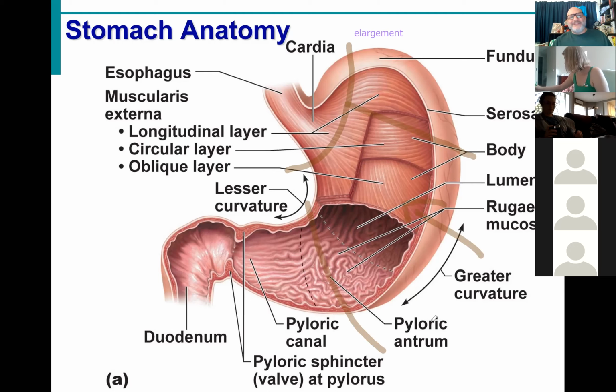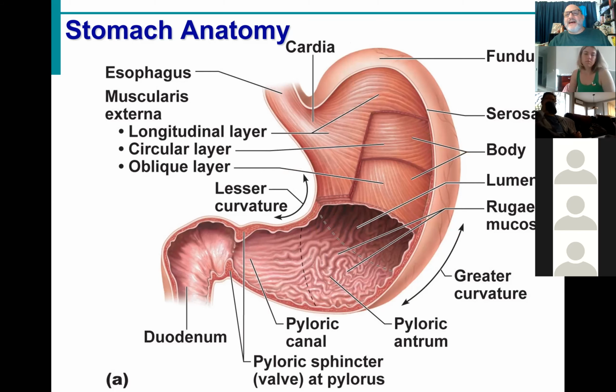So we have four distinct regions to this organ that can be seen with the gross anatomy, and we can also see some subtle differences between these regions when we look at it histologically as well. So when we look at these things histologically, we'll notice some differences there as well. So its enlargement is definitely one of the key features.